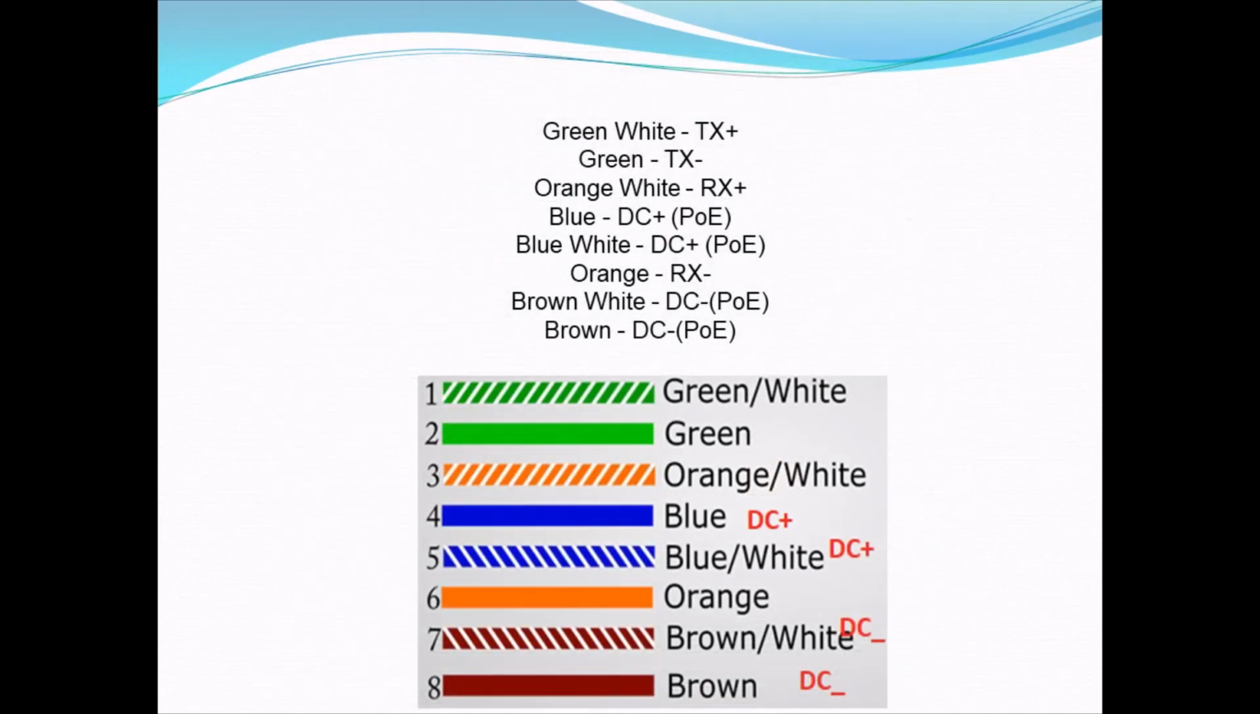So if you see green white, green, orange white, blue, blue white, orange. Green white and green means TX, meaning data is being sent. R means data receiving. So this orange is data receiving.